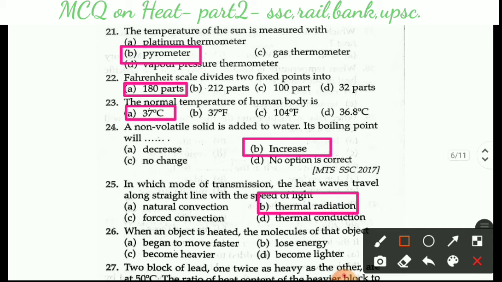Next question is question number 26. When an object is heated, the molecules of that object A begin to move faster, B lose energy, C become heavier, D become lighter. Right answer of question 26 is A, begin to move faster.